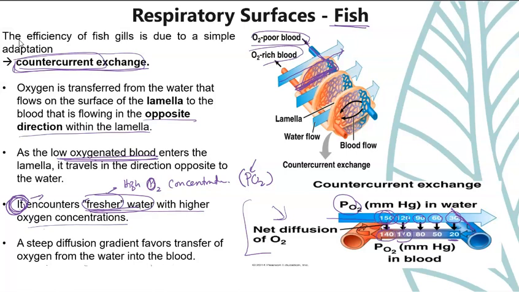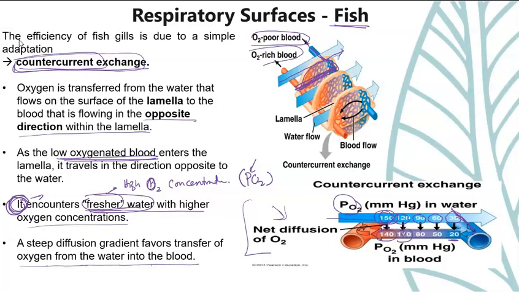Look at how the concentration of oxygen does not drop suddenly. Okay, if it dropped suddenly, it would quickly reach equilibrium. You don't want equilibrium to be reached. You want to make sure at each point, the oxygen concentration in water is always higher compared to the blood. So there's always a difference in oxygen concentration. So oxygen will always diffuse from water into the blood in the lamella, in the gills. Okay, so a steep diffusion gradient favors the transfer of oxygen from water into the blood.